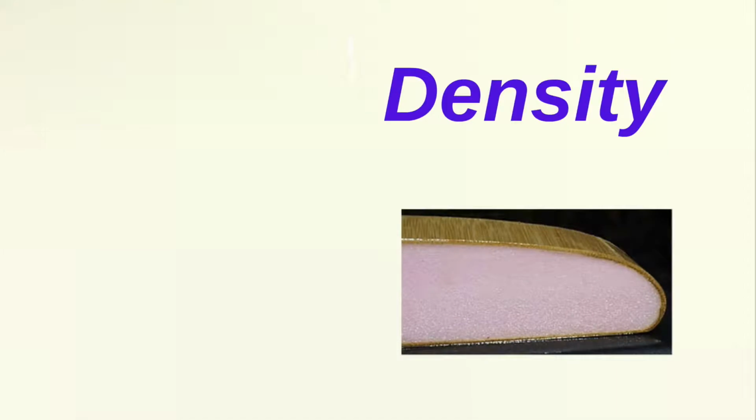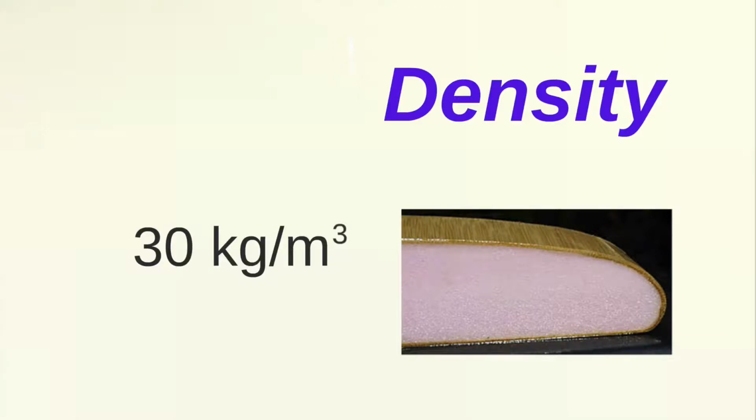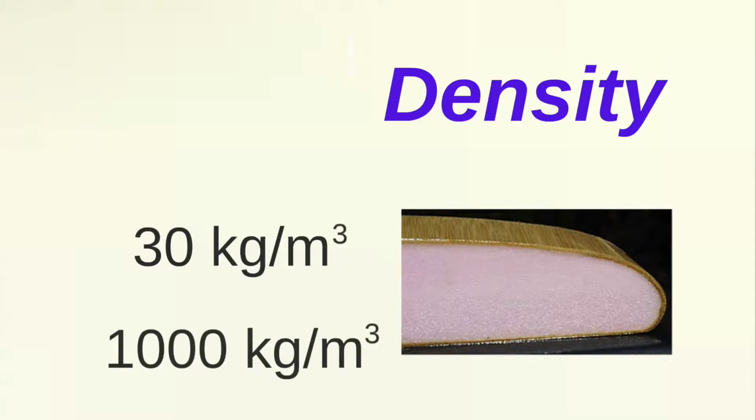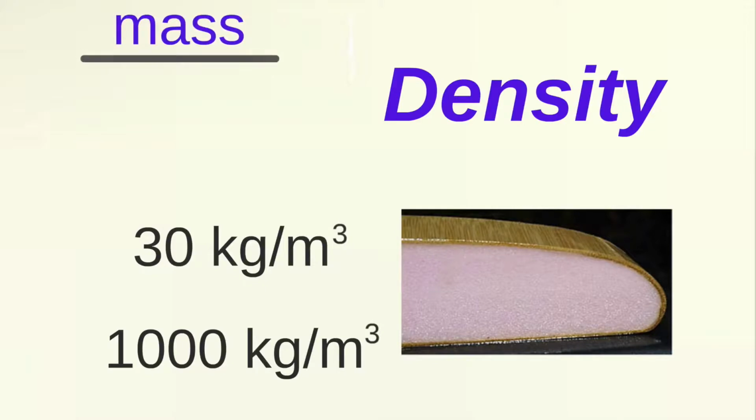Another interesting measure is density, or how much something weighs compared to how big it is. Here we have a surfboard, and its density is 30 kilograms per meter cubed. Now the density of water is 1,000 kilograms per meter cubed. So clearly the surfboard is much less dense than the water and will float. And you'll notice that the units of density are a mass unit divided by a volume unit.